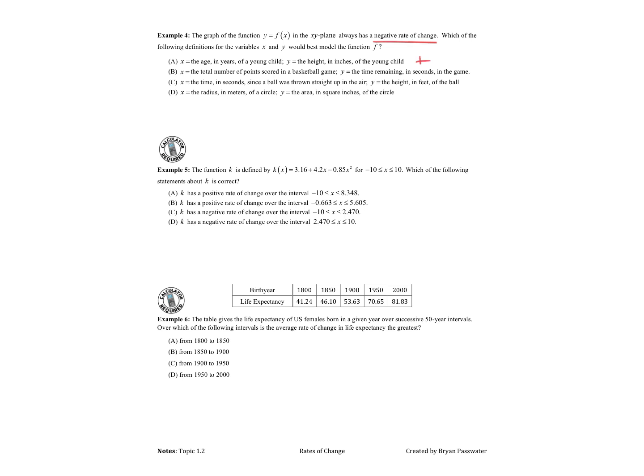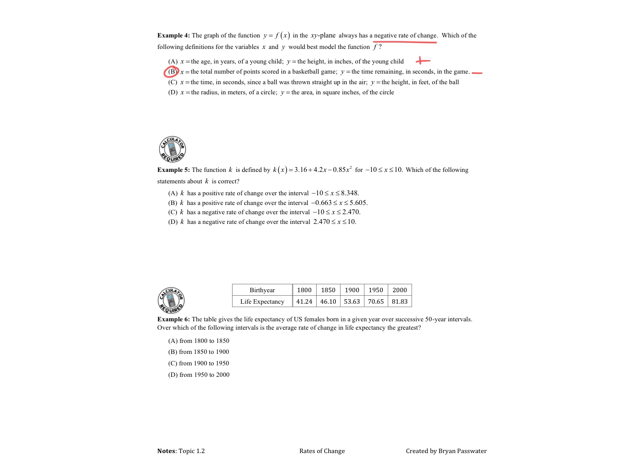It says the total number of points scored in a basketball game, and then the output is the time remaining in seconds in the game. Is that going to be a positive or negative average rate of change? Negative. All right. Because hopefully as time dwindles down, there are what? More points. We don't take away points in basketball. All right. And so that has a negative rate of change. All right. So I want to keep going with them though.